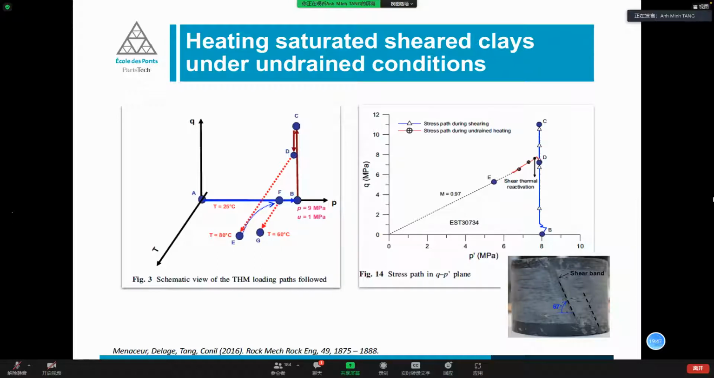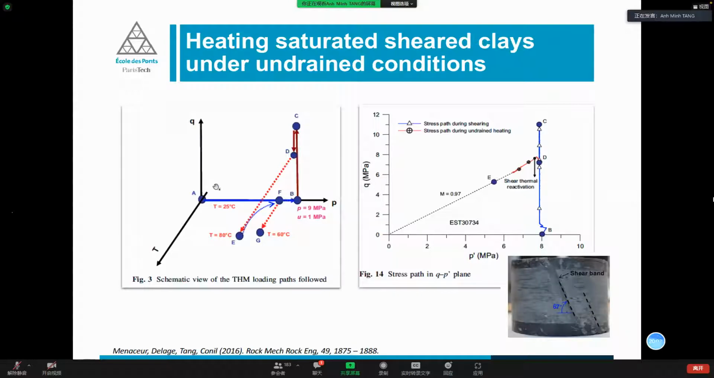So what we did in the lab is that we used a small sample here. The size of the sample is around 10 centimeters in height and 10 centimeters in diameter, but it's a hollow cylinder specimen.